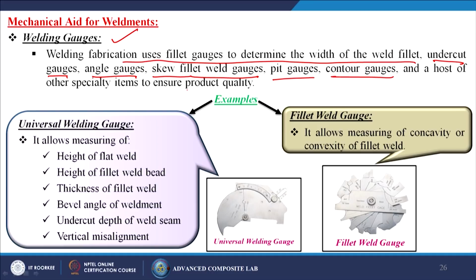So, what are the examples? Like the universal welding gauge, it allows the measuring of height of flat weld, height of fillet weld bead, thickness of fillet weld, bevel angle of weldment, undercut depth of weld seam, vertical misalignments. Generally the universal welding gauge looks like this. The second one is the fillet weld gauge, it allows the measuring of concavity or maybe convexity of fillet weld. Generally the fillet weld gauge looks like this.